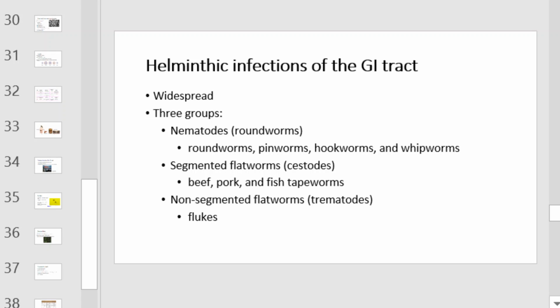The nematodes include roundworms, pinworms, hookworms, and whipworms. The segmented worms, or cestodes, are flatworms that can be found in beef, pork, and fish. The non-segmented flatworms, or trematodes, are flukes and can be found free-living.